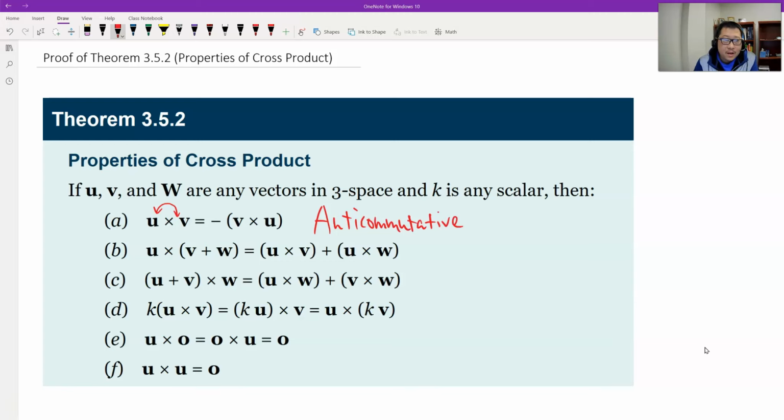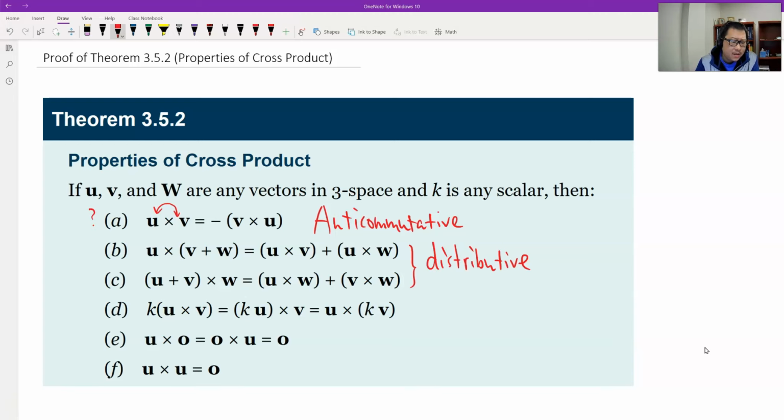And the second and third, of course, are distributive. So the first, we have to use the definition to prove it. Let me leave it here.